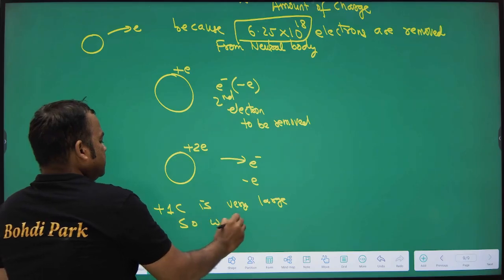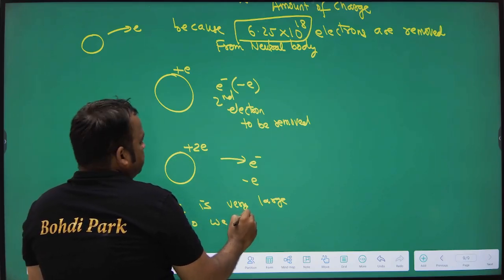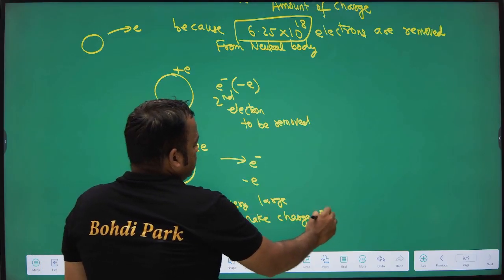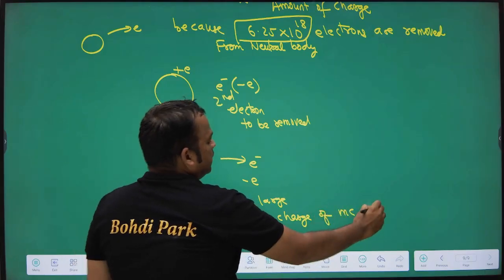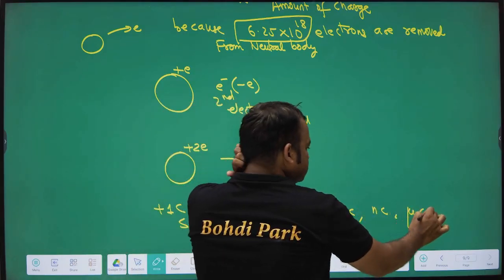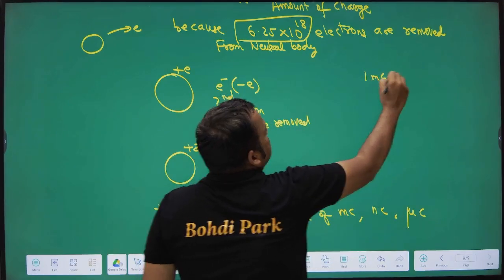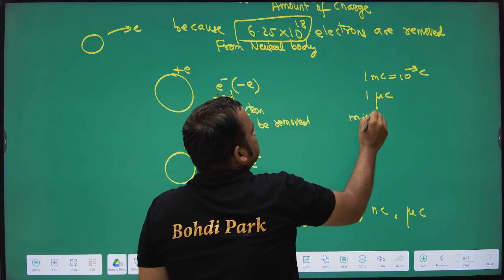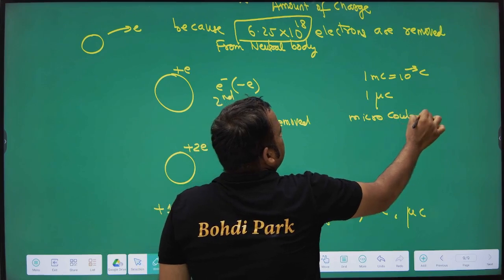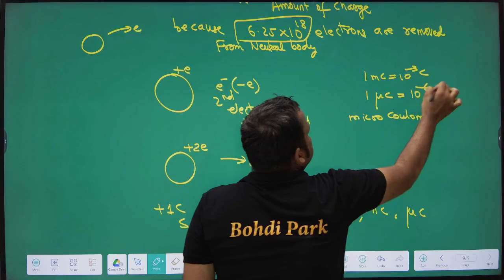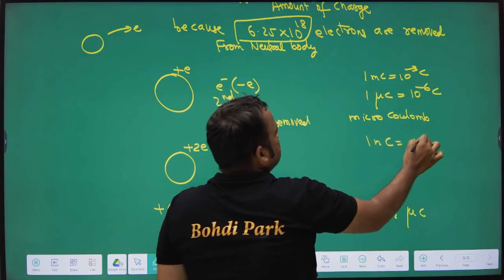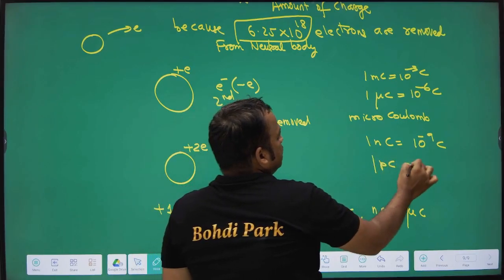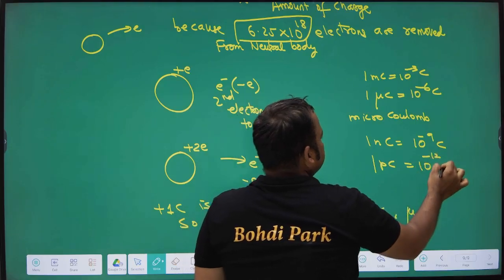So we make charges of millicoulomb, nanocoulomb, microcoulomb. So 1 millicoulomb is 10 raised to minus 3 coulomb. 1 microcoulomb is 10 raised to minus 6 coulomb. 1 nanocoulomb is 10 raised to minus 9 coulomb. 1 picocoulomb is 10 raised to minus 12 coulomb.